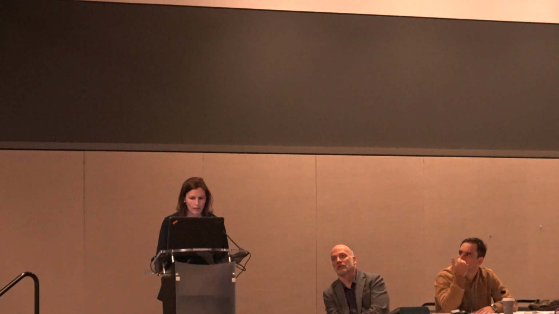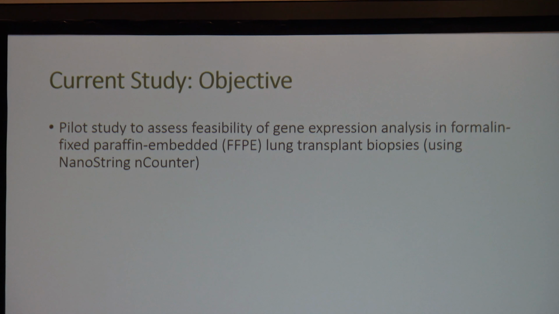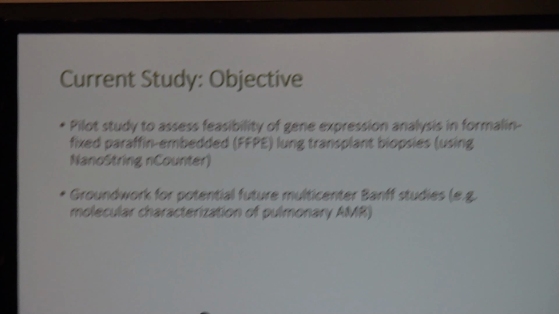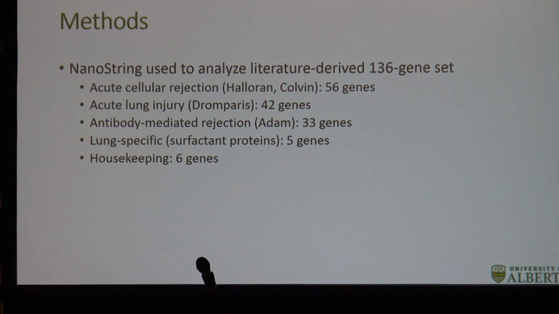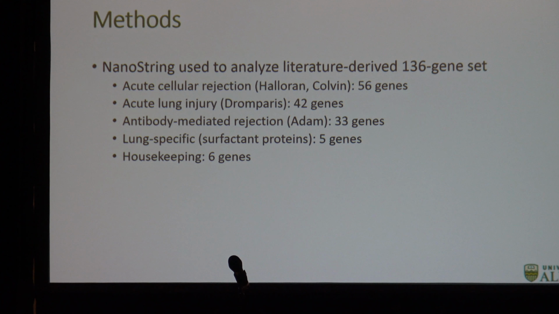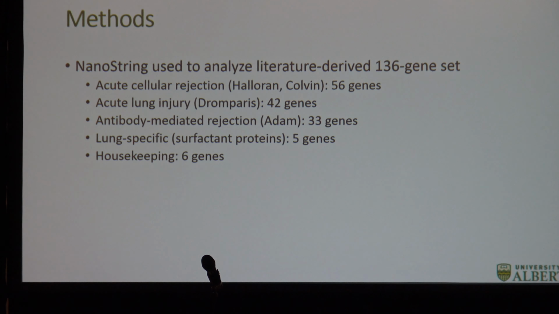So using the NanoString technology on formalin-fixed paraffin-embedded tissue, there was a pilot study looking at lung, and can we use genes that have been previously reported in the literature in lung transplant? And if yes, hopefully that will lay the groundwork for a multi-center study looking at pulmonary AMR. And so the gene sets, as I mentioned, that were used in this particular pilot were those that had been reported in the literature for acute cellular rejection, acute lung injury, antibody-mediated rejection, and then just to make sure that we're staying honest, some lung-specific proteins and housekeeping genes.